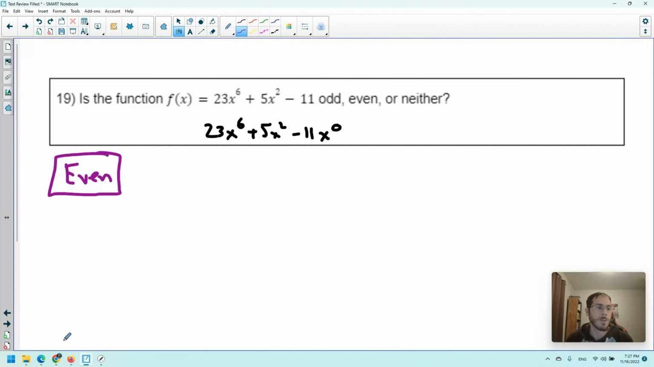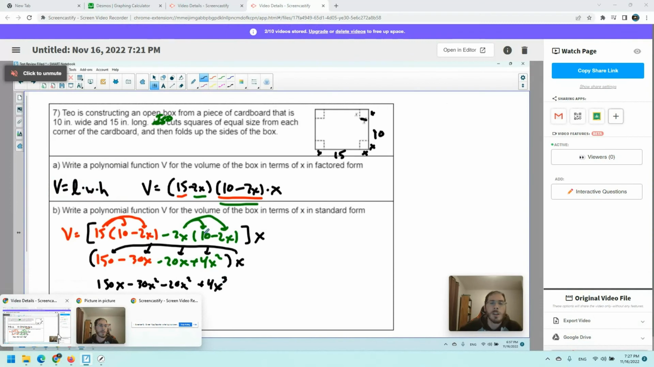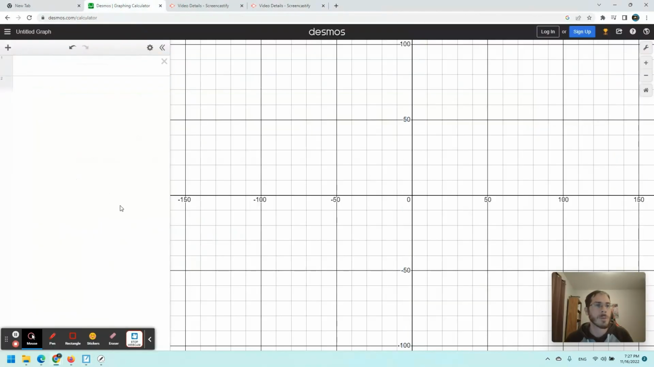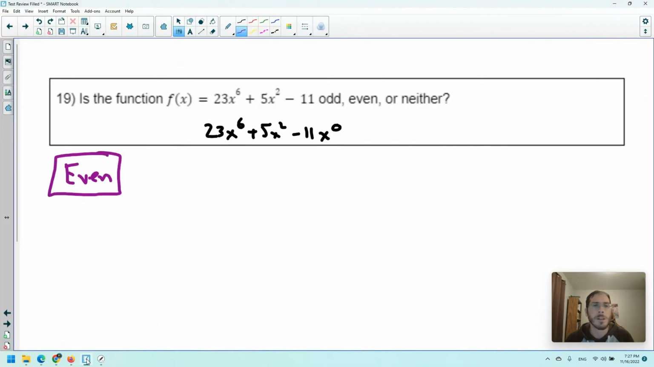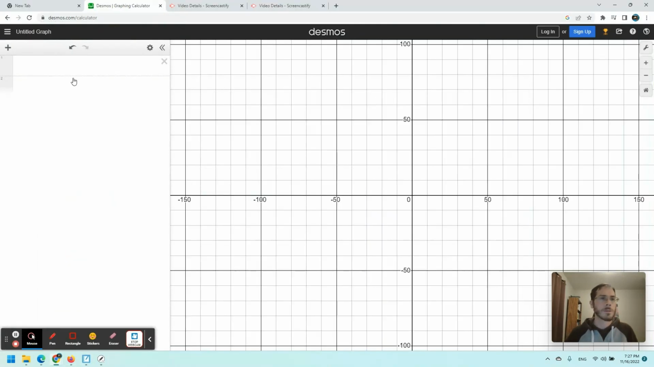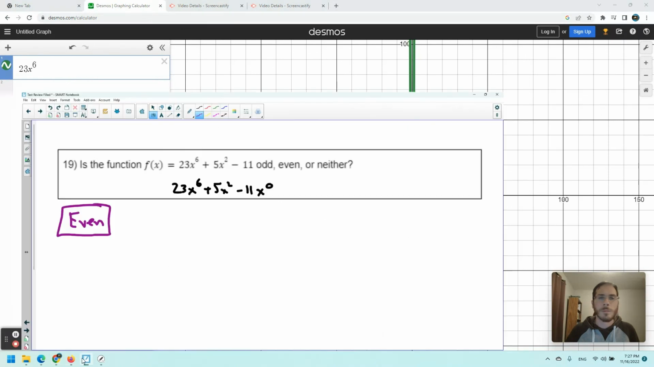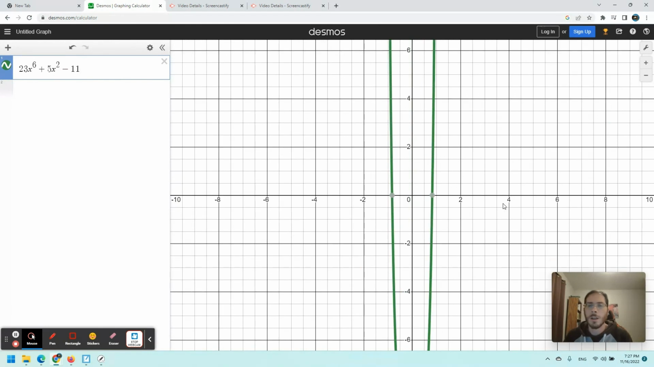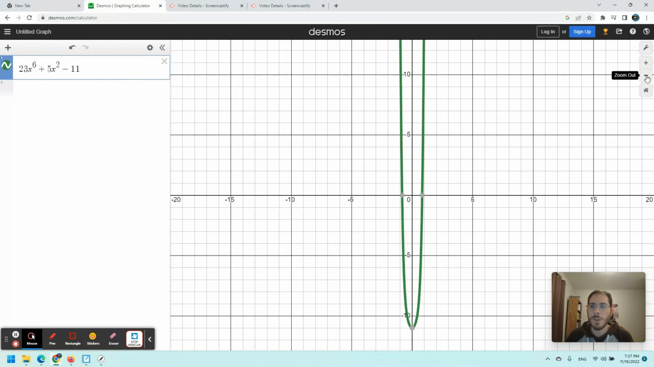If we want to graph it, that would be one of the other ways to double check. So let's go ahead and graph it real quick. Oops, I forgot what it was. 23x to the 6th plus 5x squared minus 11. Let's zoom to see it a little bit better, and we still have to zoom out. So this thing, it is symmetric.